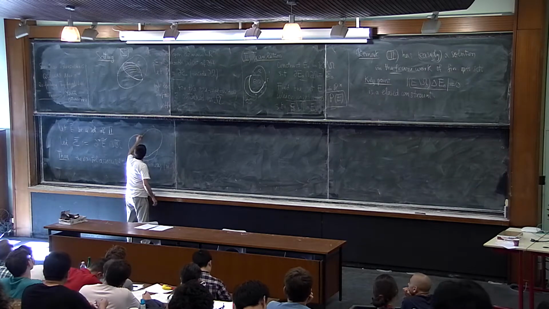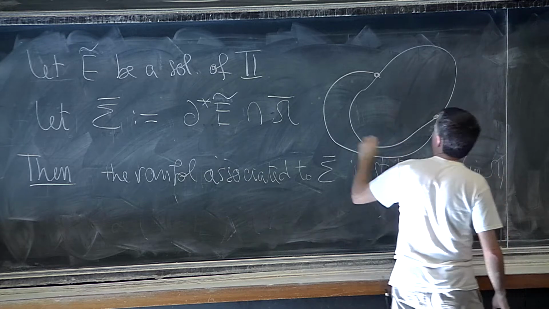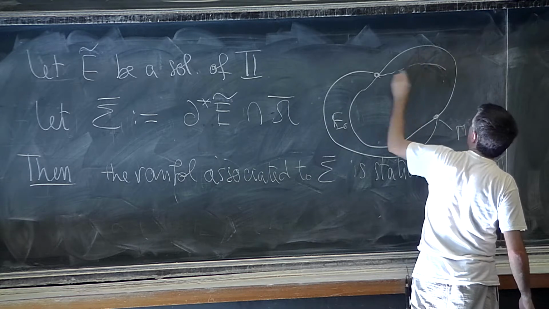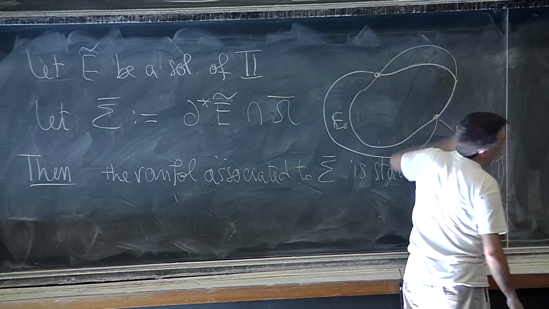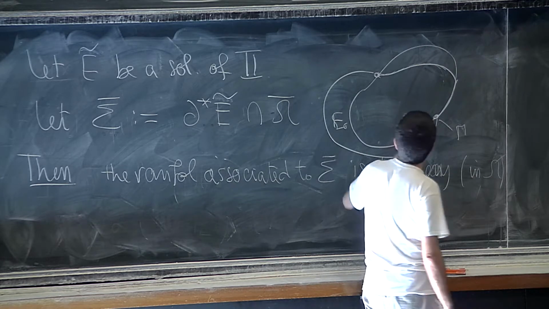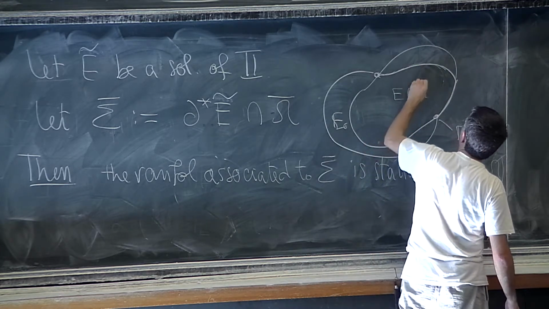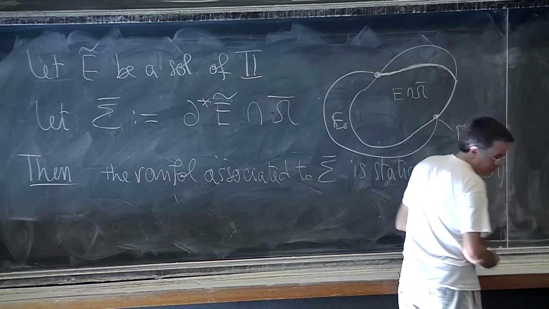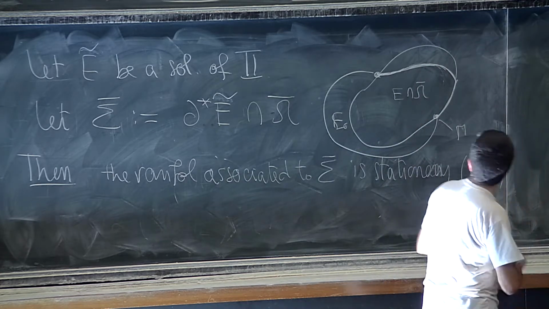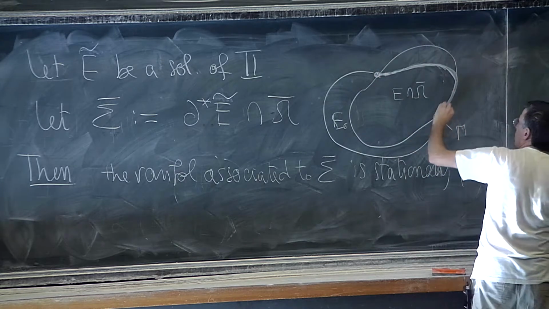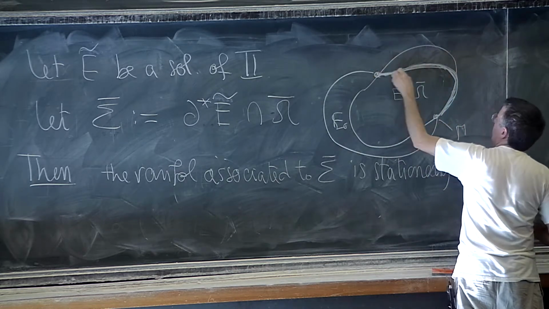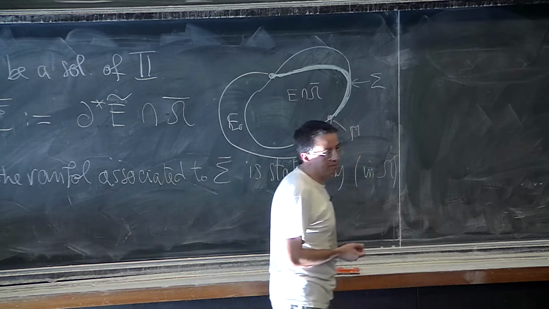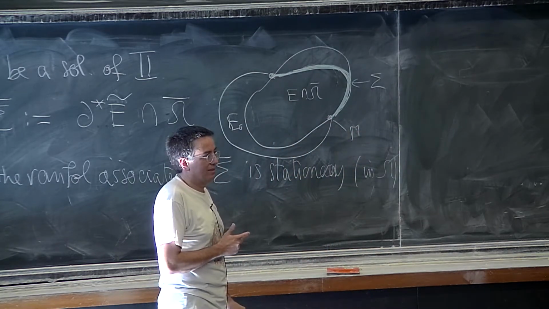Here is your curve gamma. Here is E0. Your set will have something like this. It might actually touch the boundary. It's not forbidden. So this is E intersected omega bar. And this is sigma. So a part of the boundary of sigma can be on the boundary of omega, but the part inside has zero mean curvature.